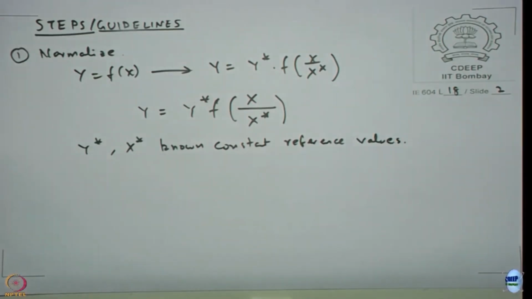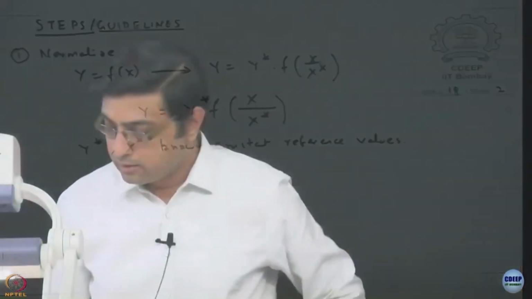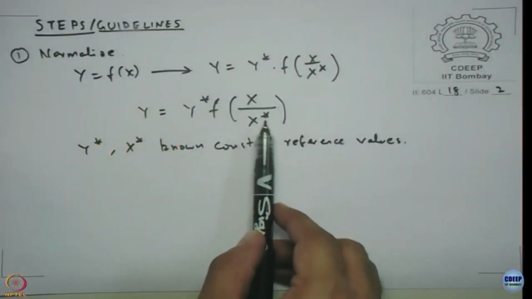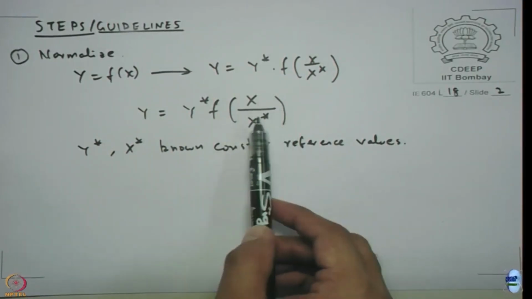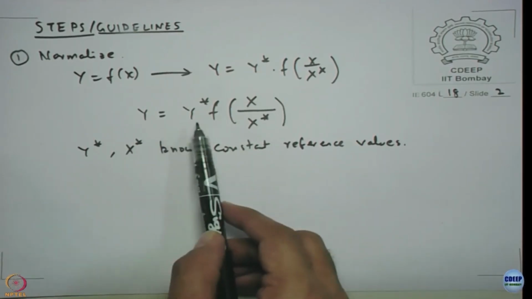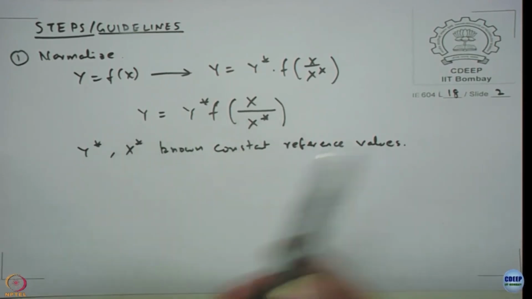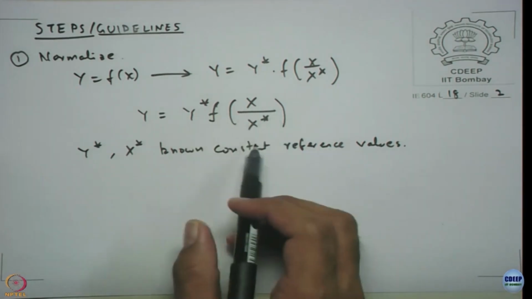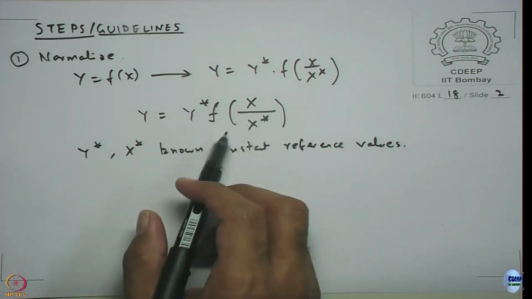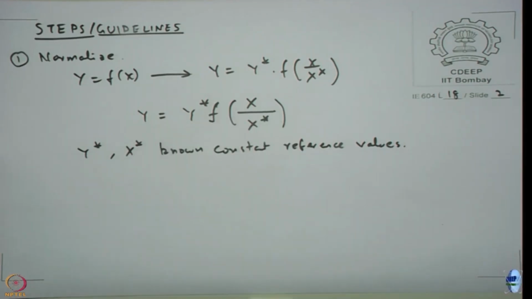Typically we may assume that when the value is x star, then the output should be y star. Suppose we know the reference value, in that case we normalize it: this is the actual value of x divided by the reference value of x, so we are normalizing it, and the output we then multiply with the reference value of y to get the actual value of y. So, this is a typical way we are going to normalize. So now the input to the function became a dimensionless ratio, and the output of the function will also be a dimensionless quantity, right.